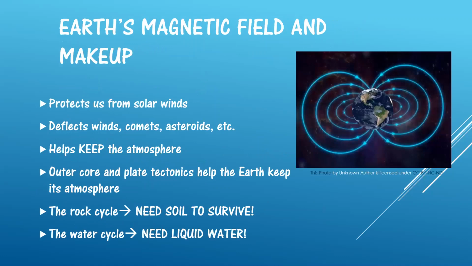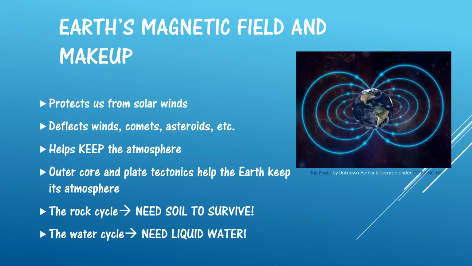So let's talk about Earth's magnetic field and makeup. Earth has this magnetic field around it. It's kind of like a force field that deflects things and keeps us safe from everything flying in space. So it protects us from the solar winds. It keeps those out. Deflects the winds, comets, asteroids, anything that can really come in and destroy our planet. And then it helps keep the atmosphere. So without this magnetic field, we really can't keep our atmosphere going.